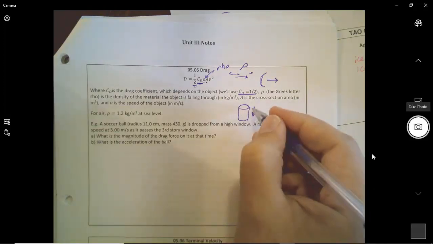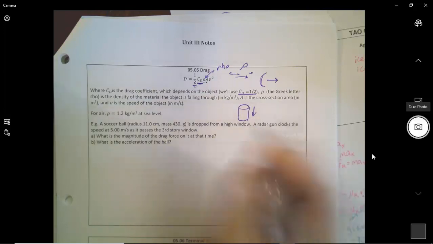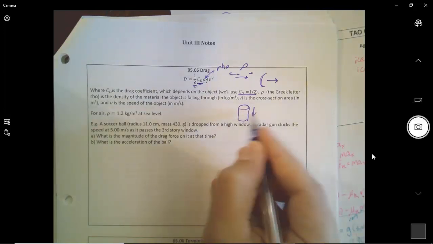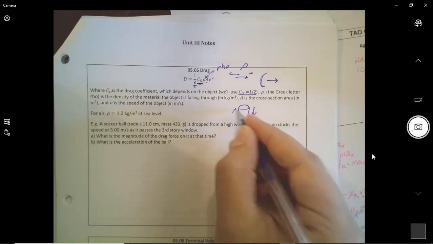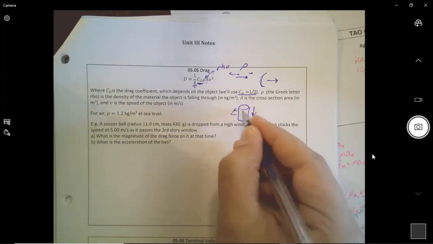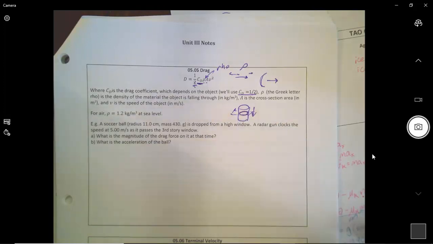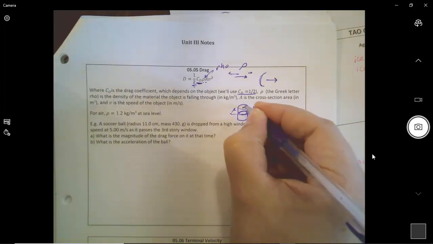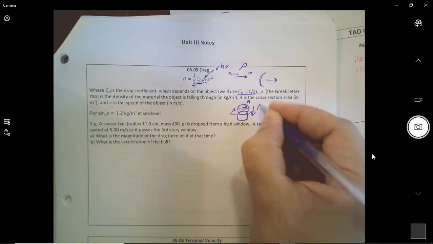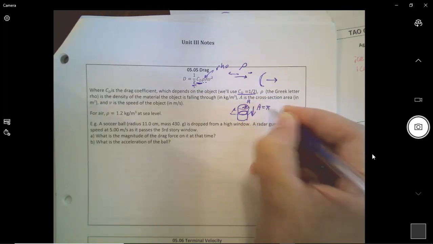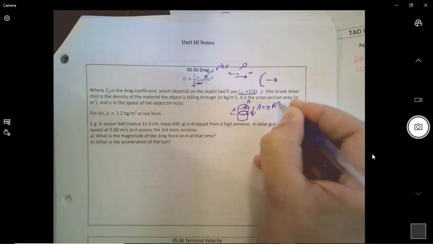If the object is moving this way through the gas, you want to take a slice through the cylinder perpendicular to that motion, right? So think of a plane slicing through the cylinder, and that slice is going to make a circle. If you know the radius of that circle is r, then the cross-sectional area is going to be pi r squared.